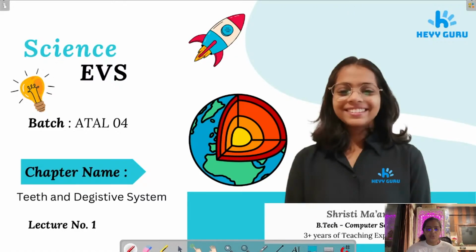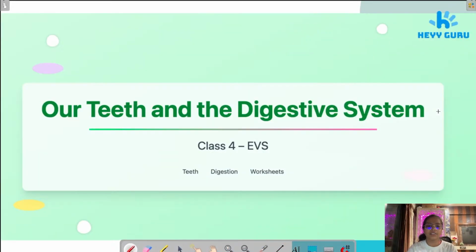So today we are going to learn about the teeth and the digestive system. What are the four types of teeth we have? Okay, then let's start. So today our chapter is teeth and the digestive system.